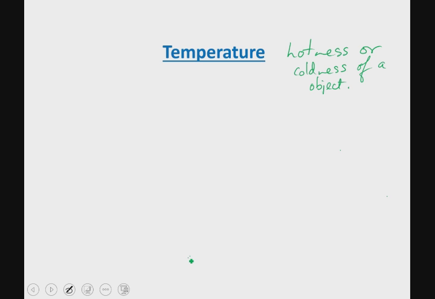They are definitely related to each other, and you do need one to calculate the other, but they are not exactly the same things. Temperature just gives us a measure of hotness or coldness of an object. Temperature is measured in units of degree Celsius, Kelvin, and degree Fahrenheit.